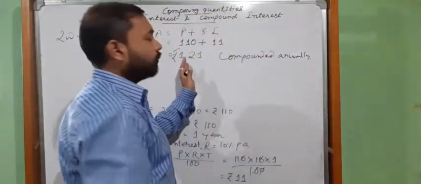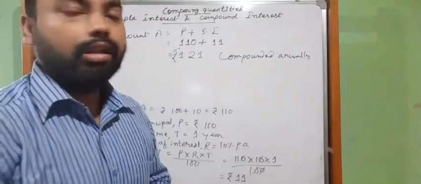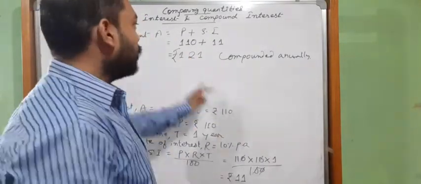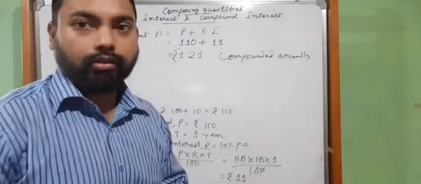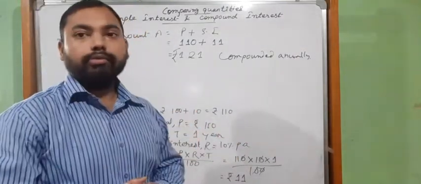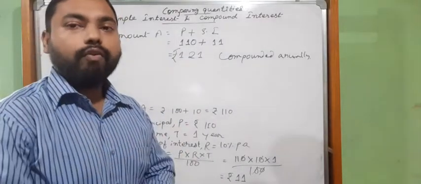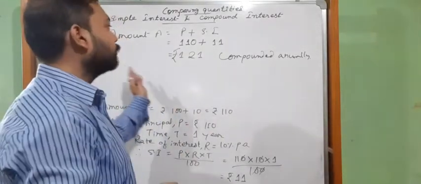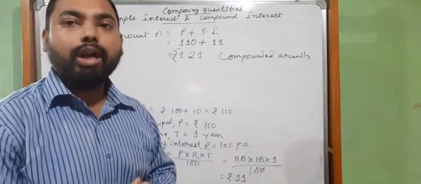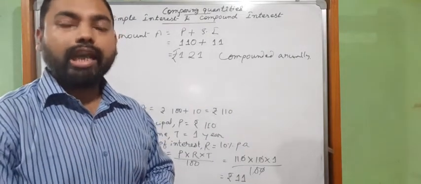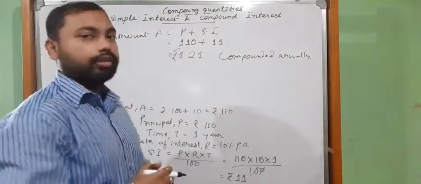Since we have taken out this interest as compound interest, now you see we have got 121. So there is a formula. This process is lengthy, therefore there is a formula. With the help of that formula you can easily find out the compound interest and the amount. So let us see.